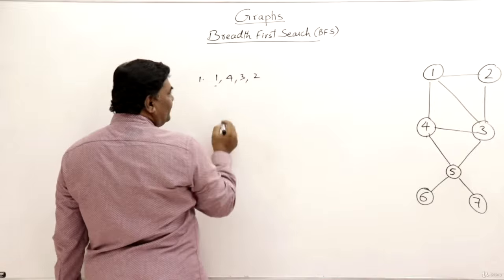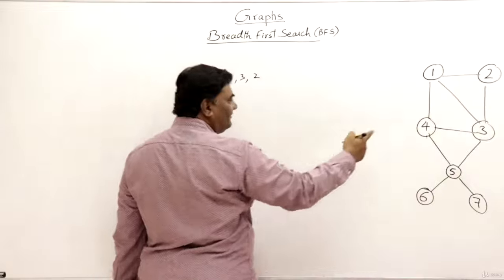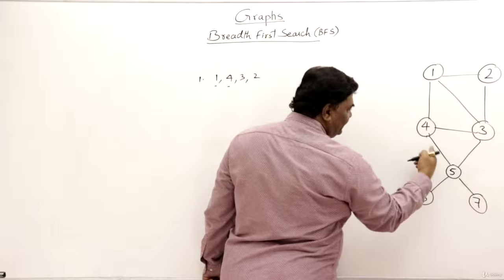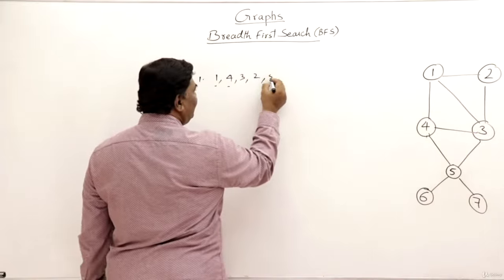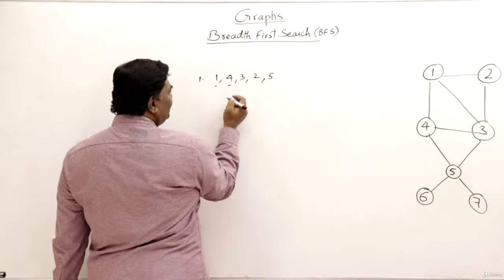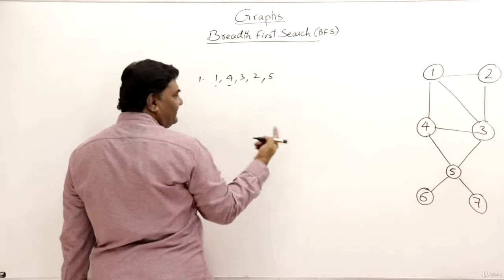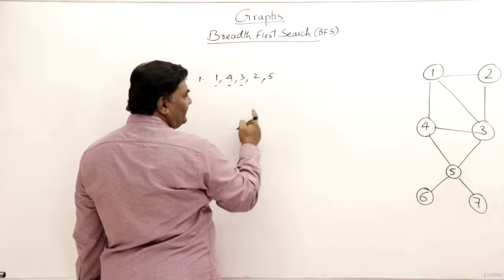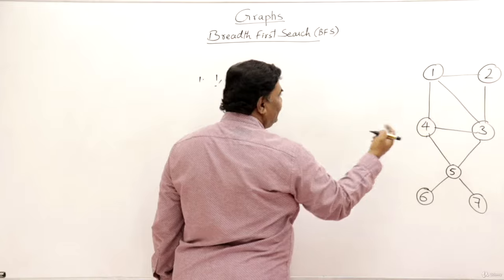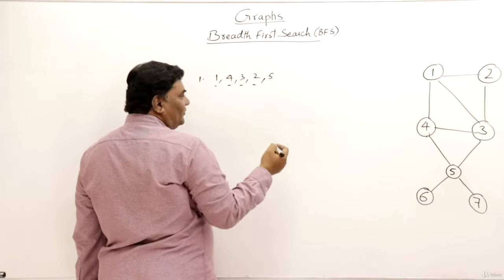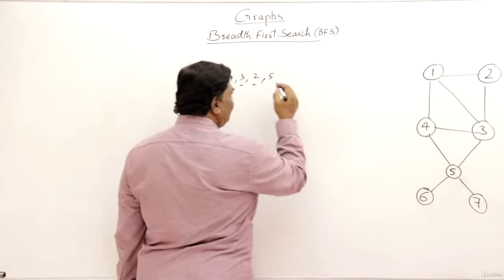1 is completely explored. I should explore 4 now. From 4, 3 is already done, 5. Okay, next is 5. So 4 is completely explored. Now start exploring 3. From 3 to 5, which are already there, then 3 is completely explored. Explore 2. There is nothing nearer to 2. So explored. Then from 5, 6 and 7.